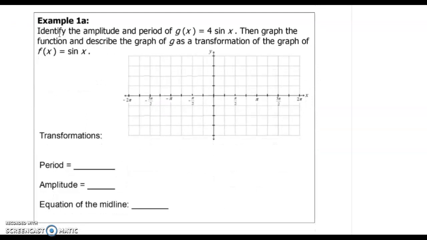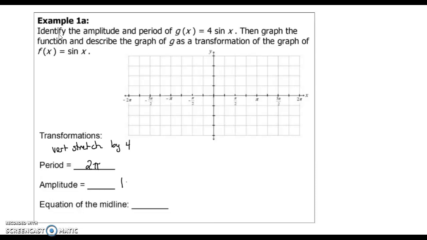Okay, so example 1a, they give us this equation. I think the most important thing first is to identify the transformations. So it says 4 times the sine of x. Its transformation, this 4, is a vertical stretch by a factor of 4. A vertical stretch will not change your period, so your period is still 2 pi. Remember, that's changed by horizontal stretches or shrinks. It does change your amplitude.